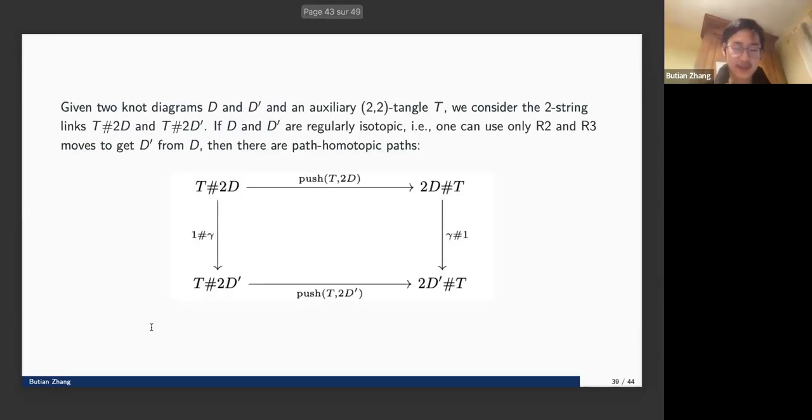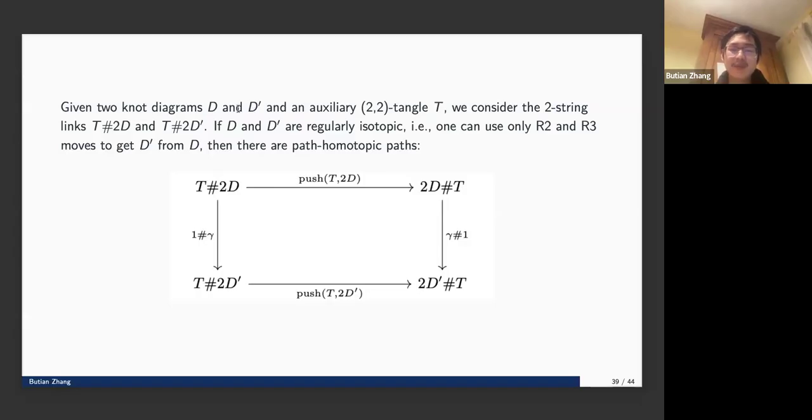We consider the following loops in the space of two string links. That is to consider the connected sums of some 2-2 tangle with the two cable, the parallel two cable, of some knot diagram, with, of course, the blackboard framings. And then we can push this small tangle along that diagram 2D, as in the case of the connected sums of long knots.